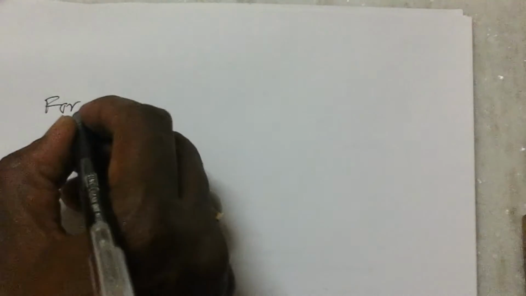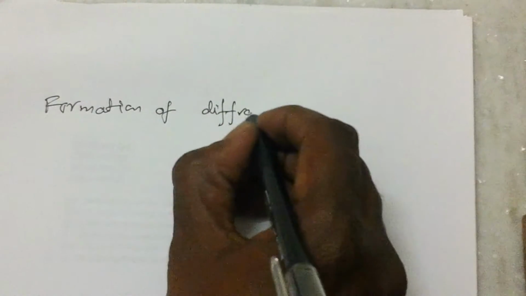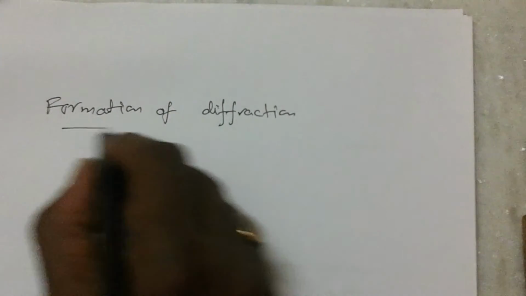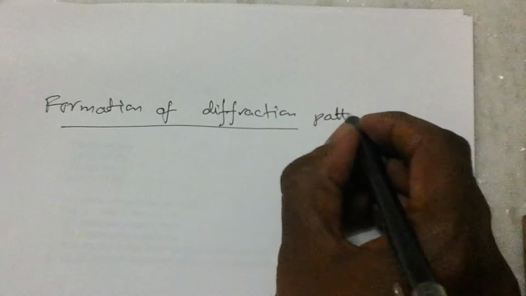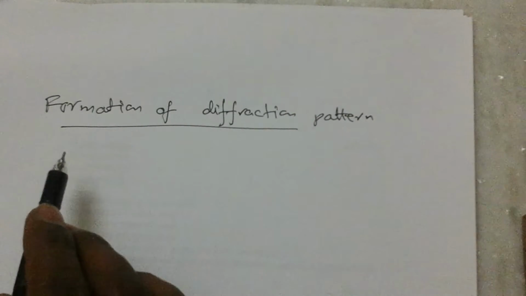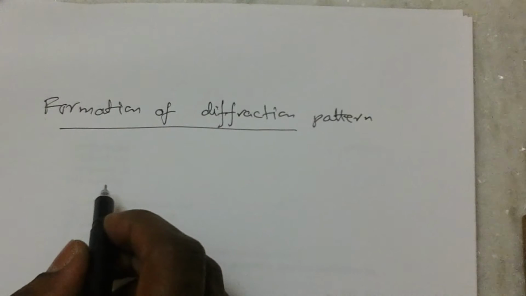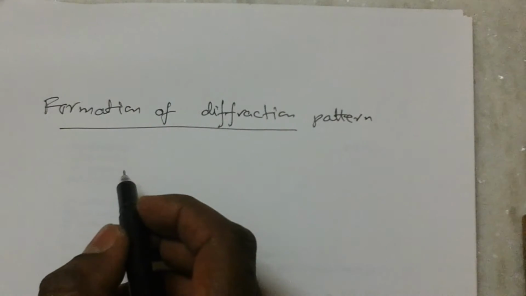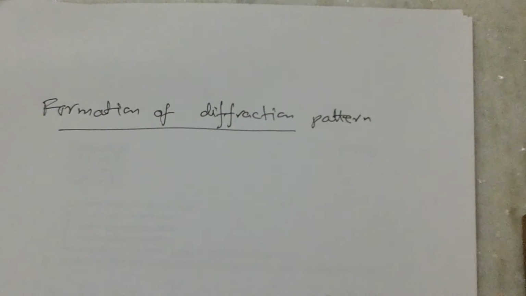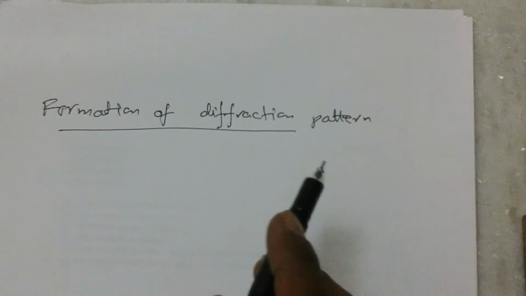The formation of the diffraction pattern happens just like interference, as I already said, but here is the main difference between the formation of diffraction and the formation of interference. Now I am going to explain how the diffraction pattern is forming.